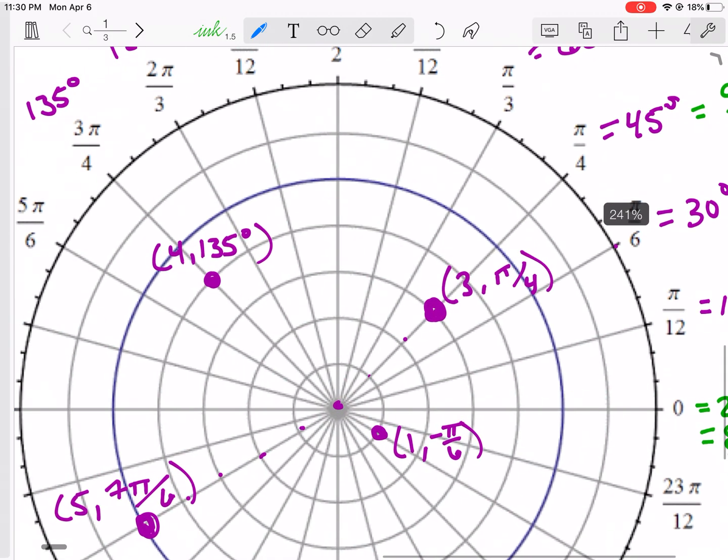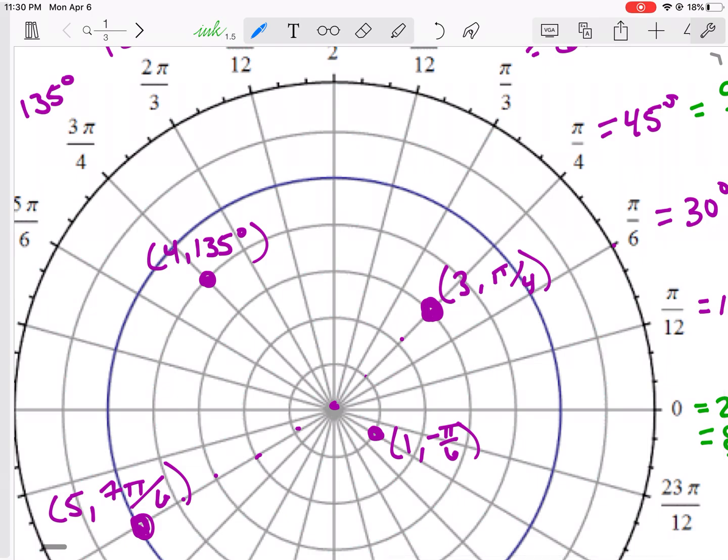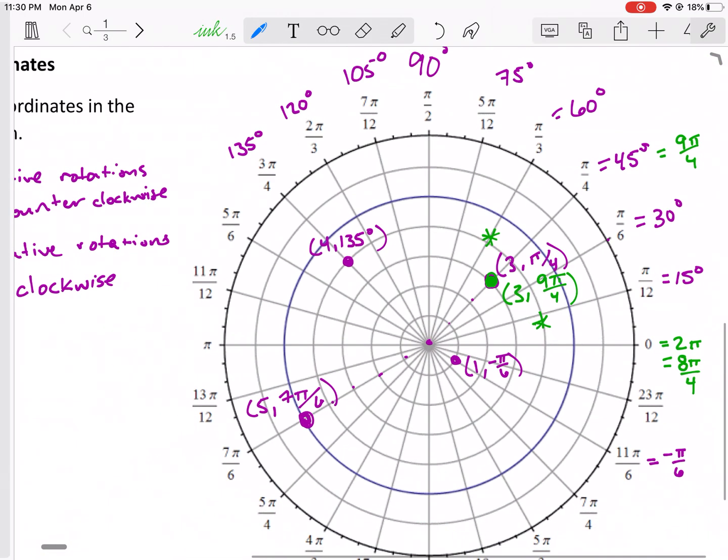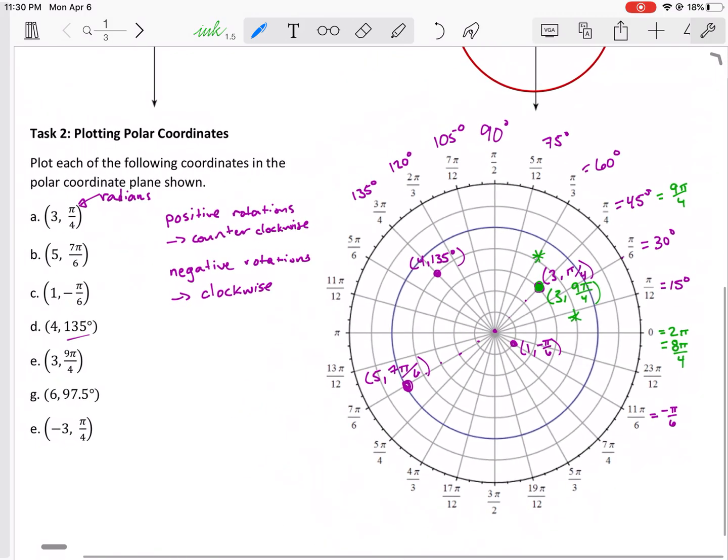So we'll go 3 out as our radial distance, and hey, look, it's actually in the same spot as that very first point we plotted. It's a curious fact here. We have 2 points in the same exact place. It's something important to note that we ended up with 2 different coordinates that ended up in the same spot.